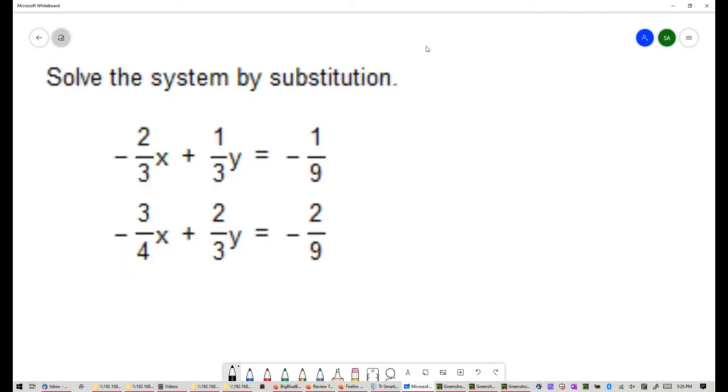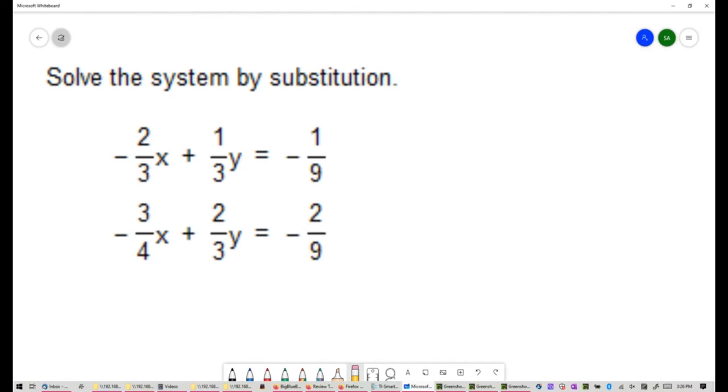In this example, we want to solve the system. It specifically says to solve it by substitution, so we'll make sure to use that method instead of elimination. When we look at this system, we have negative 2/3 x plus 1/3 y equals negative 1/9, and negative 3/4 x plus 2/3 y equals negative 2/9. So to start off, it has a bunch of fractions, which can be challenging.